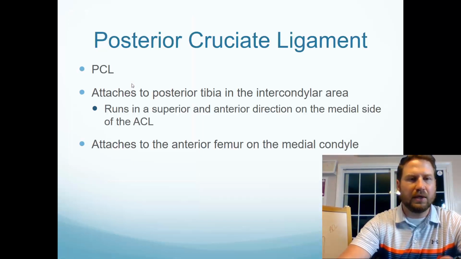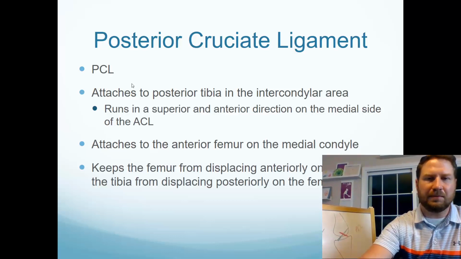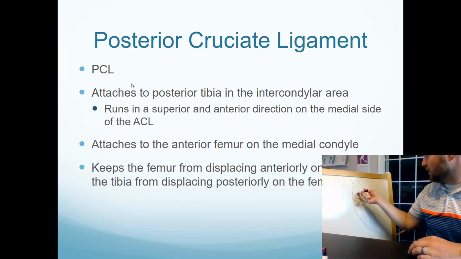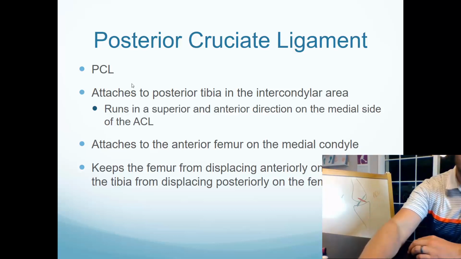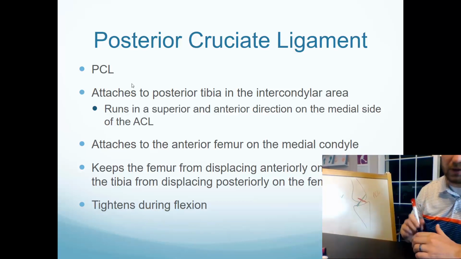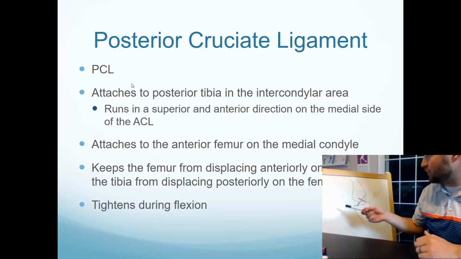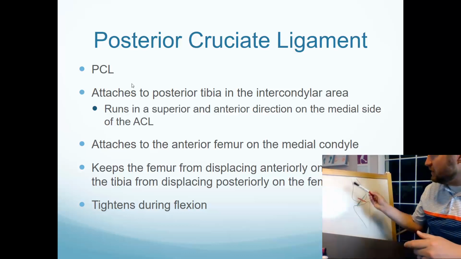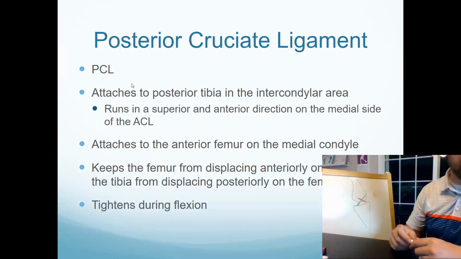Your posterior cruciate ligament attaches on the posterior tibia in the intercondylar area, runs superior and anterior on the medial side of the ACL, and attaches to the anterior femur. It keeps the femur from displacing anteriorly, like our picture describes. It keeps the femur from going anterior on the tibia, or it keeps the tibia from going posterior on the femur. The mechanism of injury for your PCL isn't quite so vast. Pretty much, knee bent and you're in a front end accident, you're going to pop your PCL.